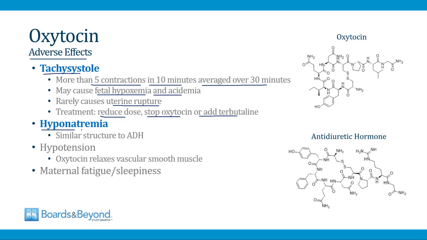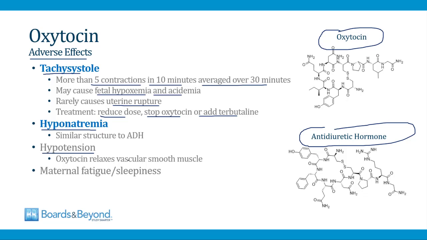Oxytocin can also cause hyponatremia. If you look at its structure on the screen here, you can see that it has a very similar structure to antidiuretic hormone. So it can have the same effects as ADH and cause the retention of water, and that can lead to hyponatremia. Oxytocin can also cause hypotension in the mother. That's because it relaxes vascular smooth muscle. And then finally, you should be aware for your rotations that oxytocin commonly causes maternal fatigue or sleepiness. This is one of the things you will most commonly see in women receiving this drug.